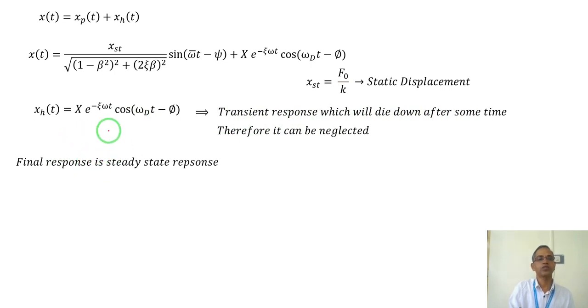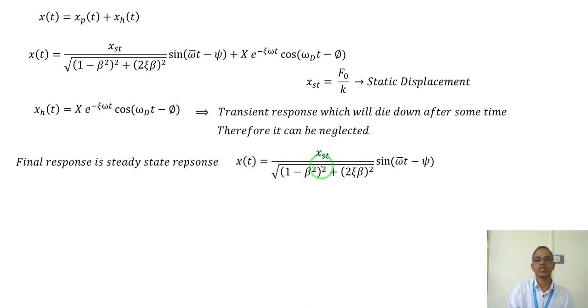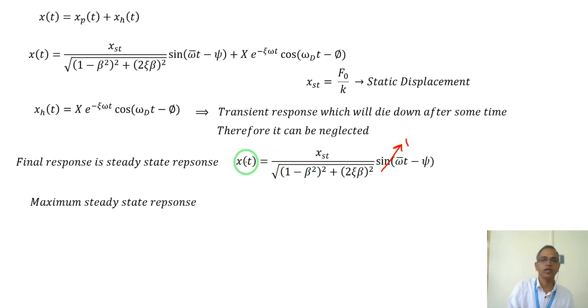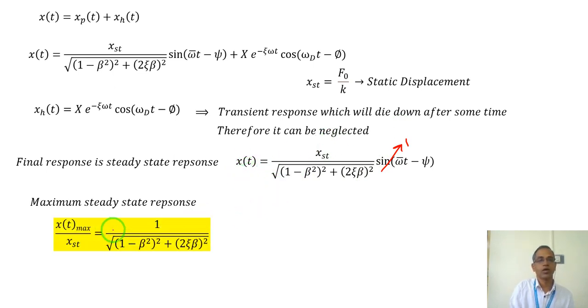So the final response will be a steady state response having only the first term, which is xst by the square root of (1 minus beta square) whole square plus (2 xi beta) whole square, into sine of omega bar t minus psi. If you look here, x of t, which is the dynamic response, will be maximum when the sine term becomes 1. And then x of t max by xst, then this will be 1.